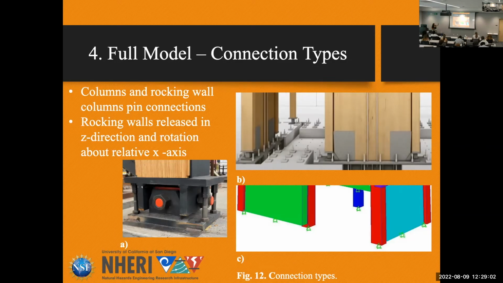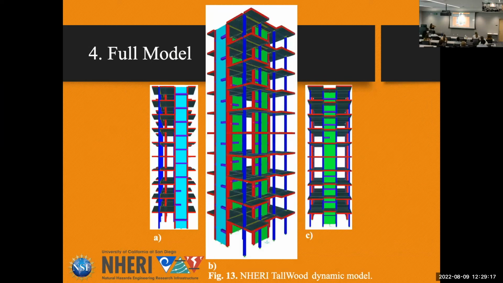These are the connection types in the building, which are super unique to our building. In A, those are the pin connections at the bottom of each of our columns. In B, those are the connections on each of our rocking walls. And this is the full scale model when you put all of these elements together.